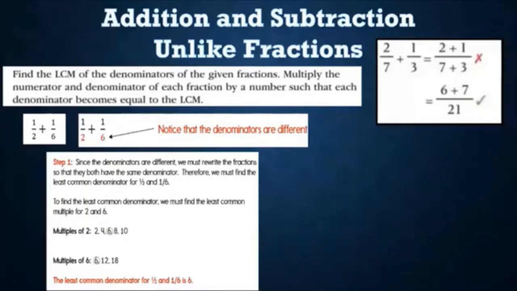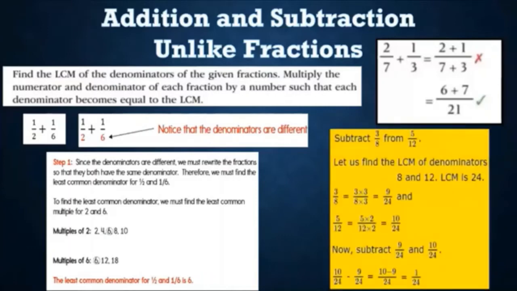Now, let us find out the example for subtraction of unlike fractions. Our example is to subtract 3 by 8 from 5 by 12. First we'll have to find the LCM of the denominators. The denominators are 8 and 12. So, the LCM of 8 and 12 is equal to 24. So 3 by 8 will be equal to 3 into 3 by 8 into 3, which is equal to 9 by 24. And 5 by 12 will become 5 into 2 by 12 into 2, which is equal to 10 by 24.